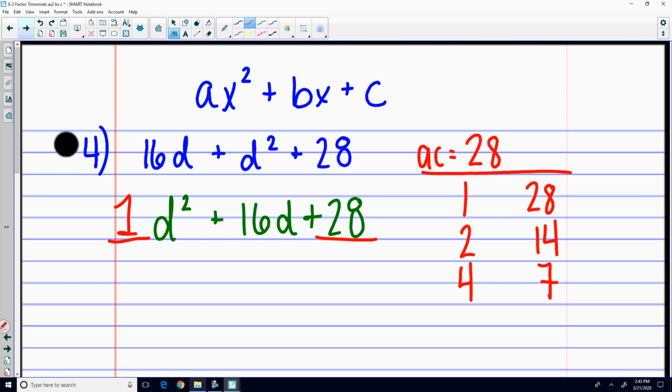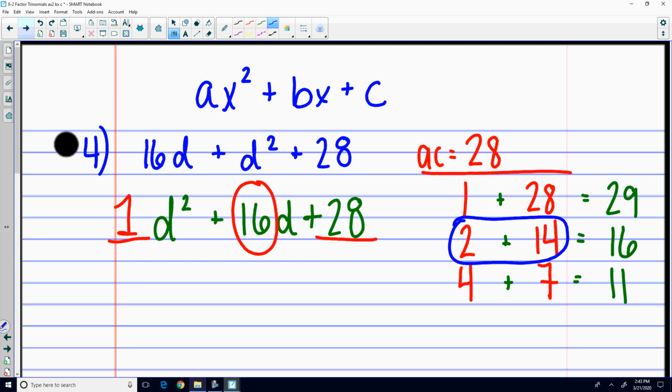All right, we need factors that multiply to 28 but add to 16. It's positive 28, so I don't need to throw a negative sign on any of these. Looking simply at these factors, you need to find the one that adds to 16. Well, this one adds to 29, this one adds to 16, and this one adds to 11. So the winner is 2 and 14.